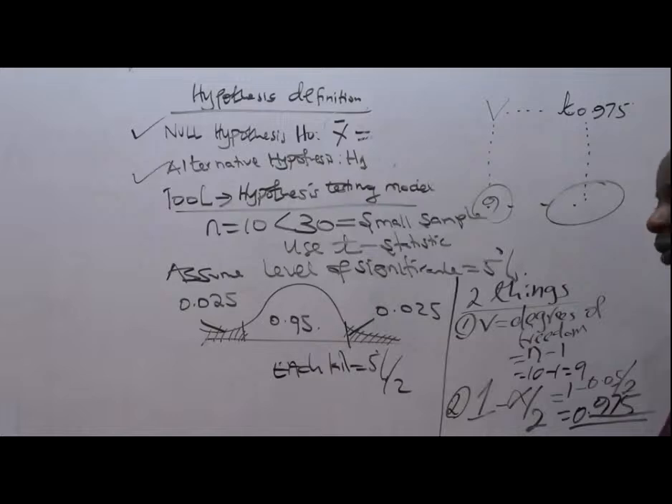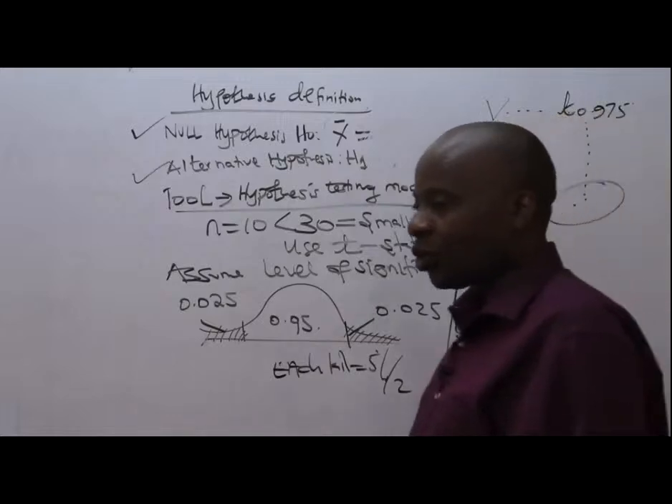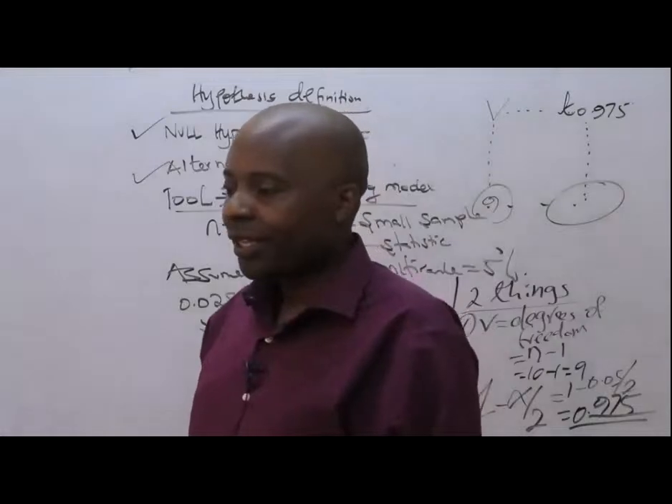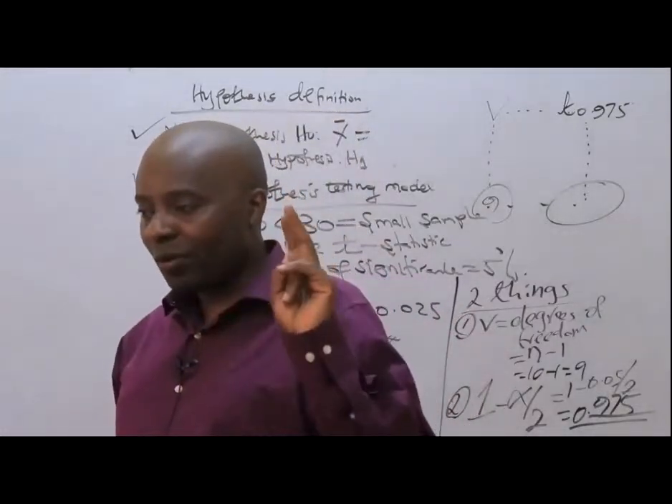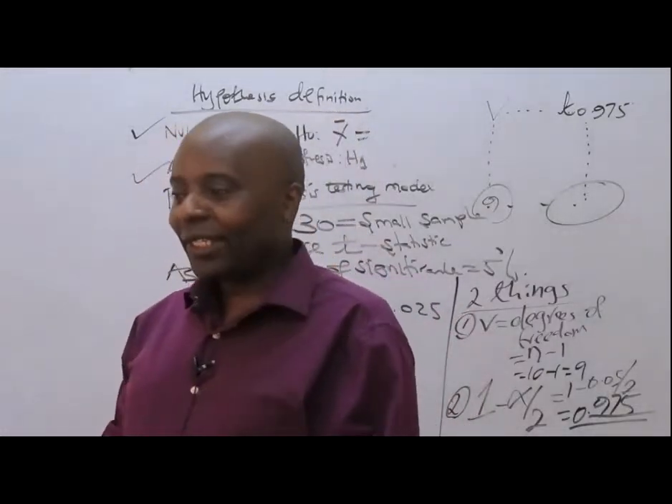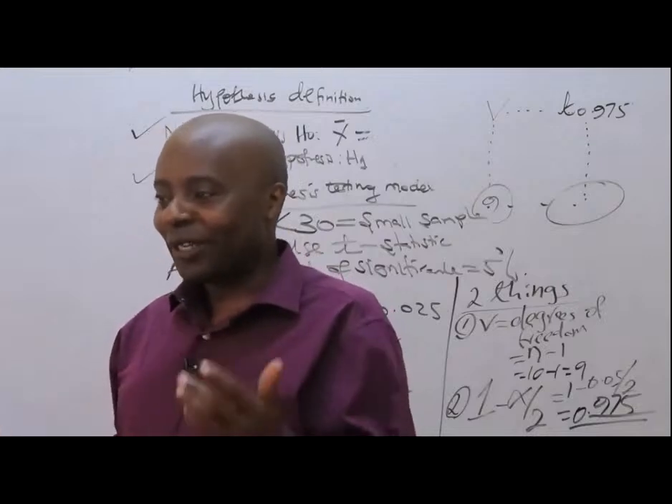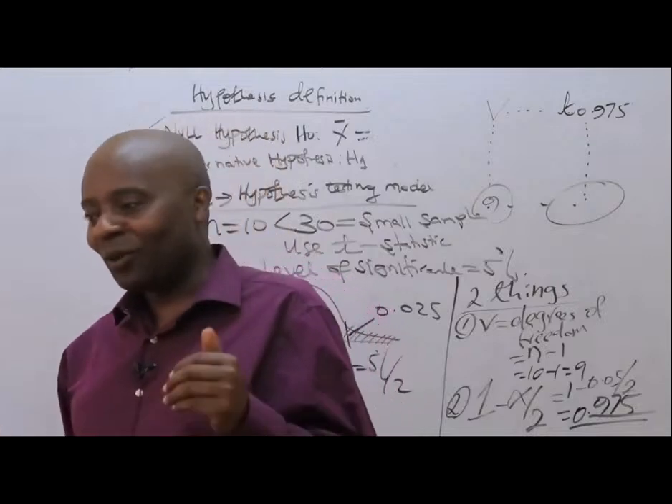When I asked whether you have the tables, only two students told me they have tables. The examiner will always give you two tables: a normal table and a student T table. Are you able to see the student T table?